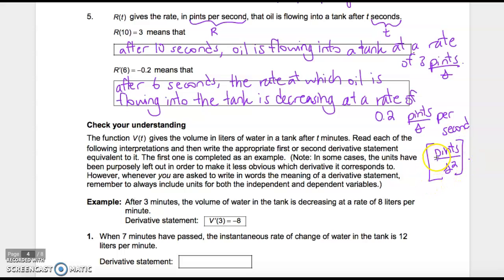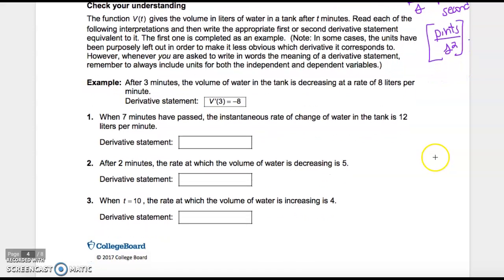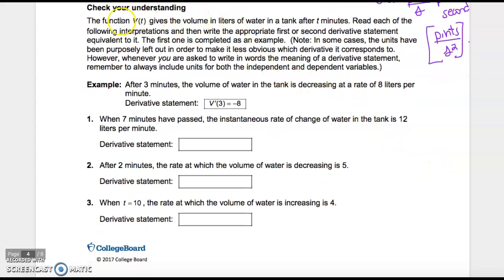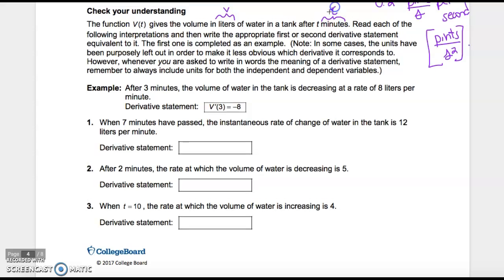All right, so let's go ahead and check our understanding now. So basically it says, the function v of t gives the volume in liters of water in a tank after t minutes. So v is volume, in liters, t is minutes. Read each of the following interpretations and then write the appropriate first or second derivative statement equivalent to it. We're going to use our units, but it says in some cases the units have been purposely left out in order to make it less obvious which derivative it corresponds to. So we got to watch out for that.